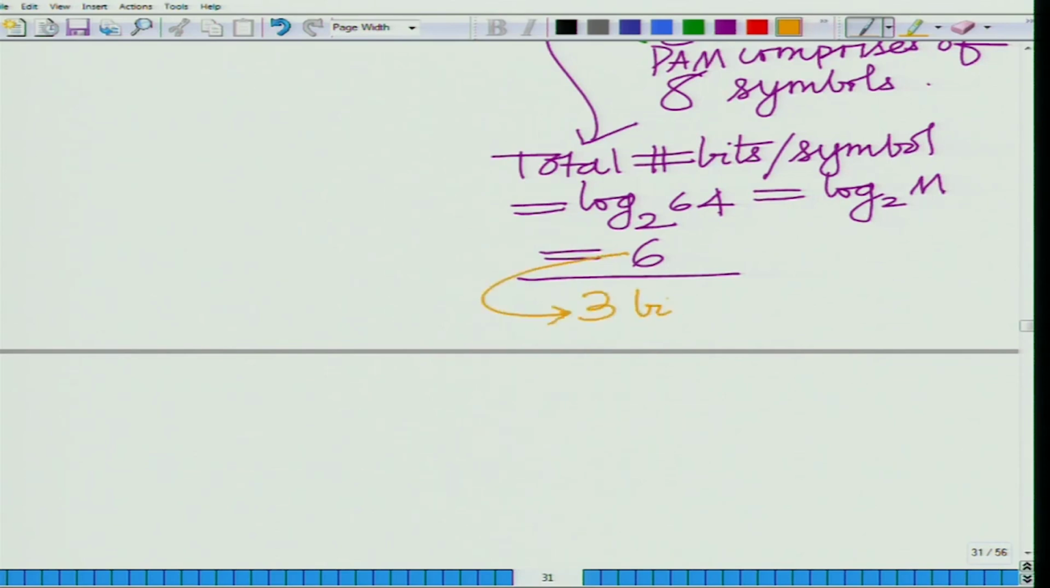So, 3 bits per each constituent PAM. The in-phase component PAM, along p1(t), carries 3 bits. The PAM along the quadrature pulse, square root of 2 over T sin 2 pi f c t, carries 3 bits. The total number of bits is 6 bits per symbol in 64 QAM. Okay. So, that is the point that we are trying to make.